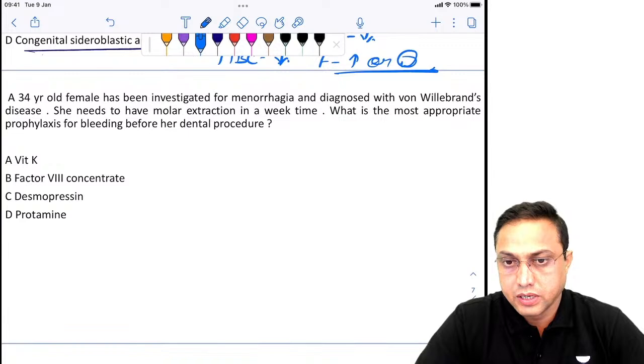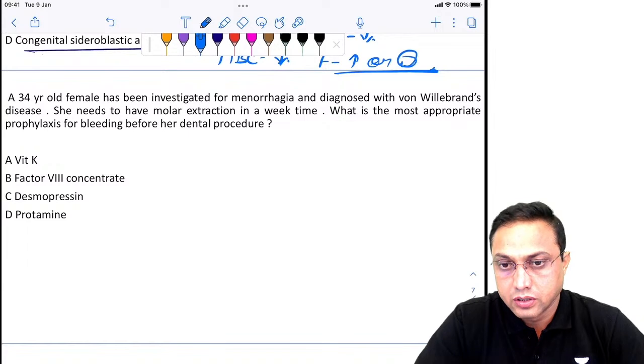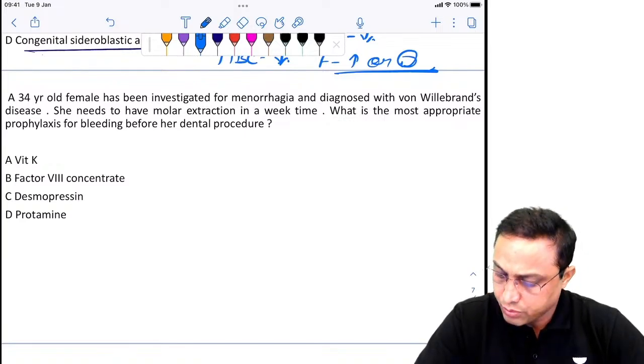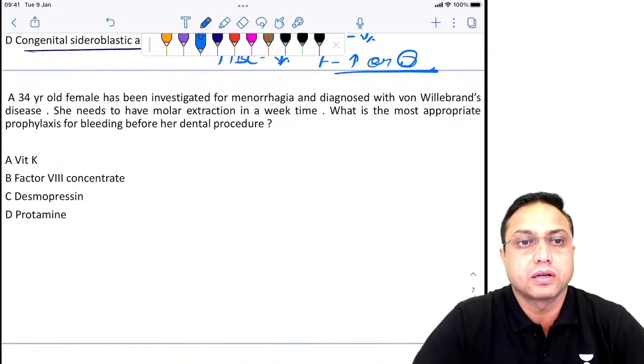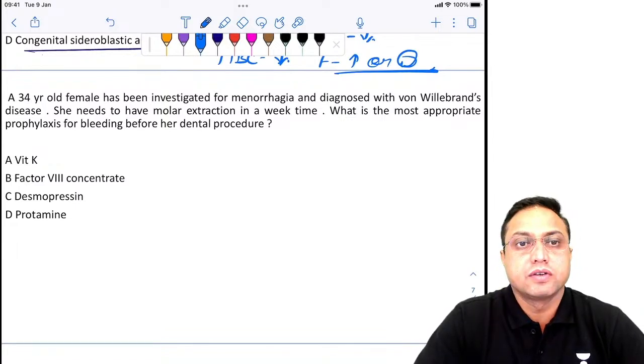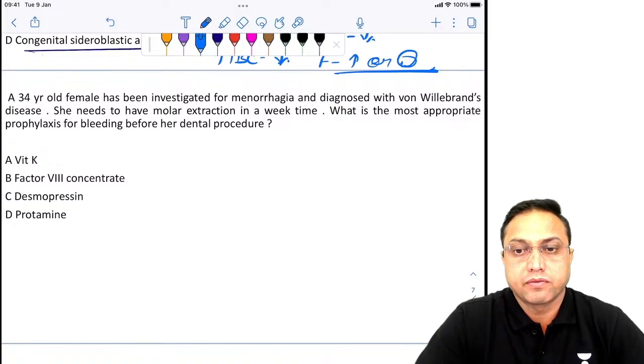So you are going to give me the answer B, factor 8 concentration. Von Willebrand factor is a carrier for factor 8. Okay, Gayatri, B. Guys, let's read the question. What is the most appropriate prophylaxis for bleeding before her dental procedure? The options are vitamin K, factor 8, desmopressin, and protamine. A 34-year-old female has been investigated for menorrhagia and diagnosed with von Willebrand's disease. She has to have a molar extraction in a week's time. What is the most appropriate prophylaxis for bleeding before her dental procedure?